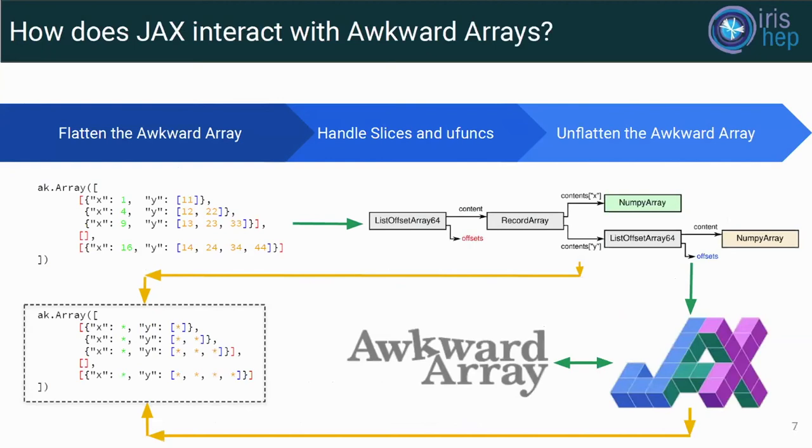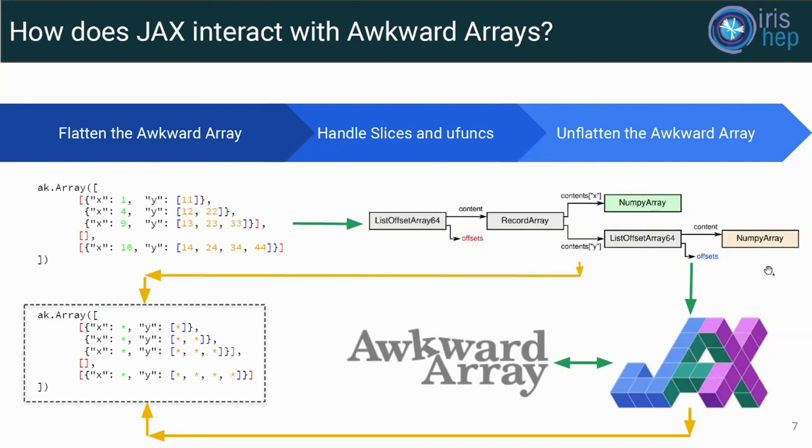So, giving an overview of how JAX interacts with awkward arrays. In the first step, we have the awkward array. This is a record array, by the way. We flatten this out into a tree structure, so this becomes a list offset array, a record array, and so on. The more important thing to notice is that this entire complex structure really breaks down into 2 linear buffers, or 2 numpy arrays, and JAX only operates on these 2 numpy arrays.